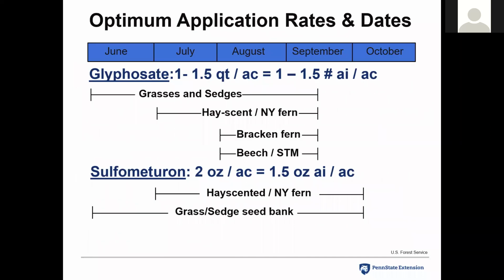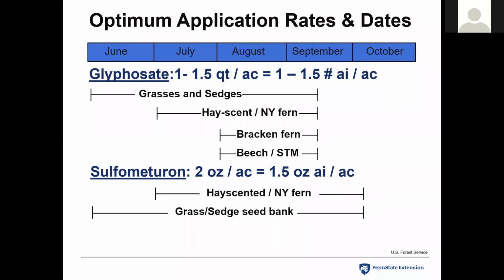So here's some of the optimum application rates and dates, whether we're using glyphosate or sulfometuron. Glyphosate is 1 to 1.5 quarts per acre. Grasses and sedges can be applied as early as June, right on to mid-September. Hay-scented fern or New York fern, we're waiting until July to mid-September, and then bracken fern, beech, and striped maple are August to mid-September applications.